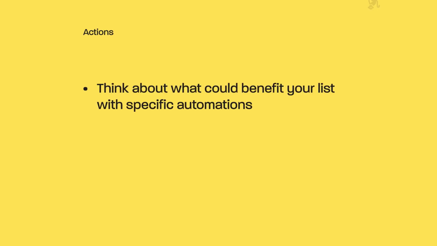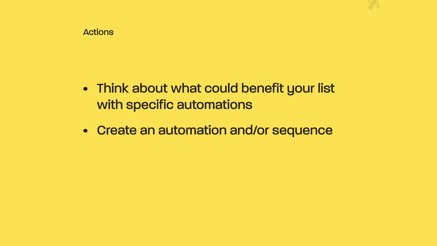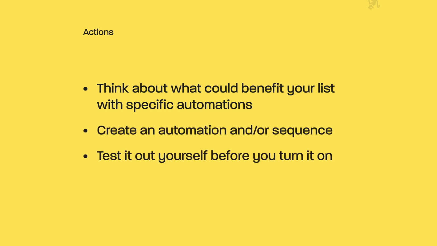So what can we do? Well, think about what could benefit your list with specific automations that you could send them when something is triggered. You can create an automation and or a sequence, and then you can test it out yourself. Use your own email to try it out before you turn it on for the rest of your audience.